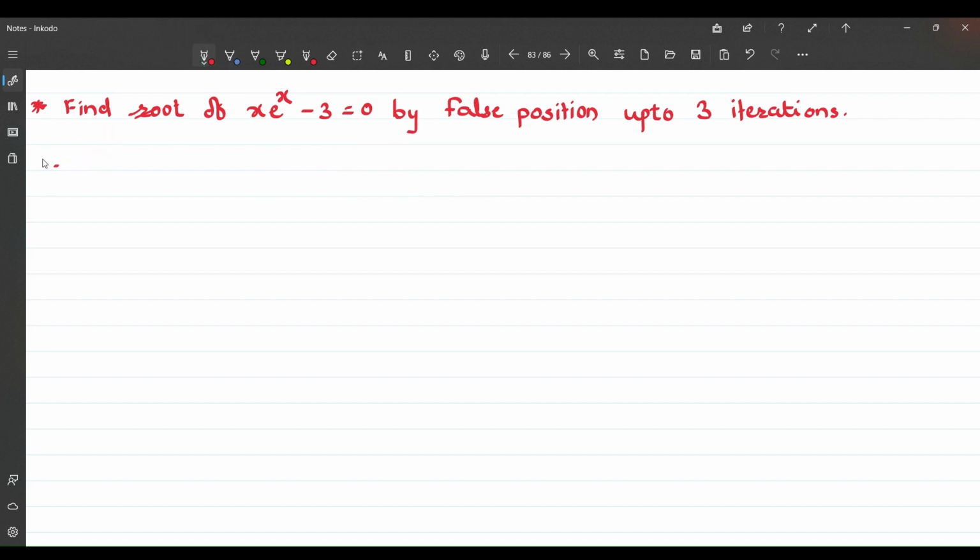Find the root of x into e raised to x minus 3 is equal to 0 by regula falsi or false position method up to 3 iterations. So first, let's write down the given equation: f of x is equal to x e raised to x minus 3. Say it as equation 1. Here we don't have trial points, so we have to find trial points.